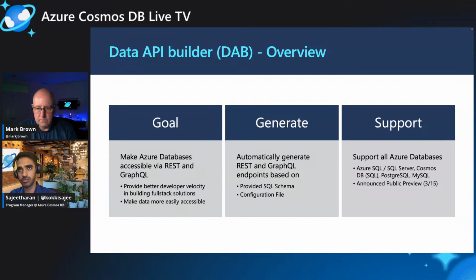Basically, in terms of Cosmos DB, we support the GraphQL endpoints on top of the NoSQL API. Currently, the NoSQL API already has a REST endpoint, so the REST endpoint is not supported through DAB, but you can enable GraphQL endpoints on top of Cosmos DB NoSQL API accounts.